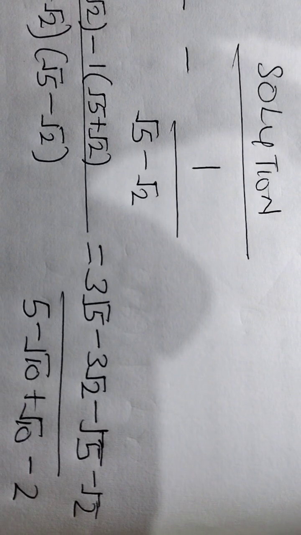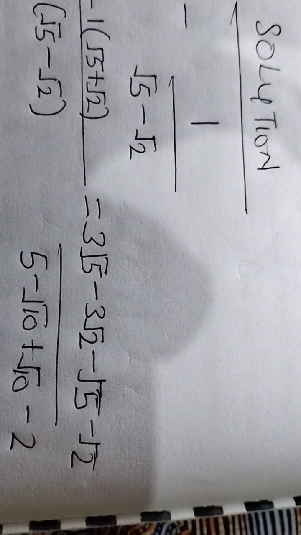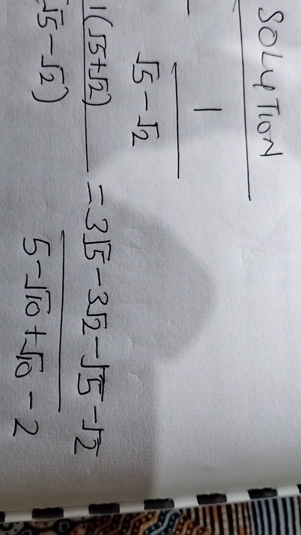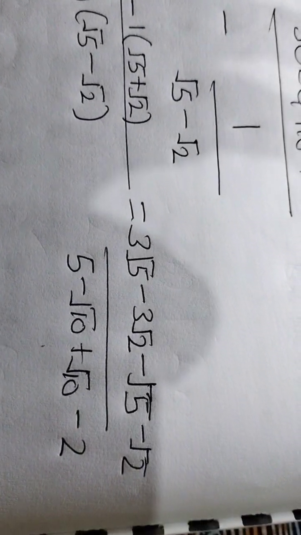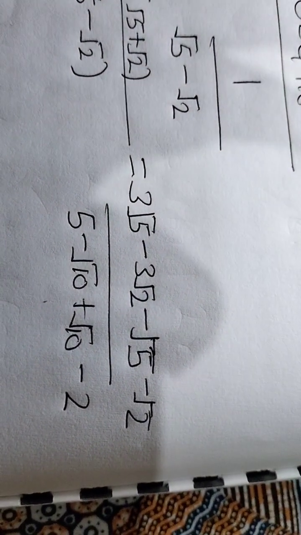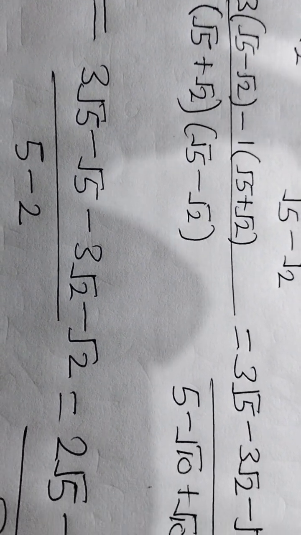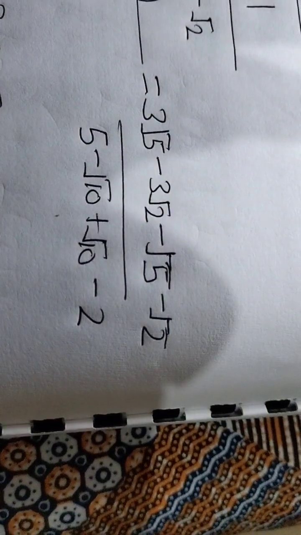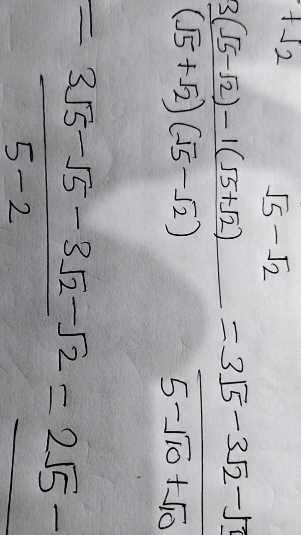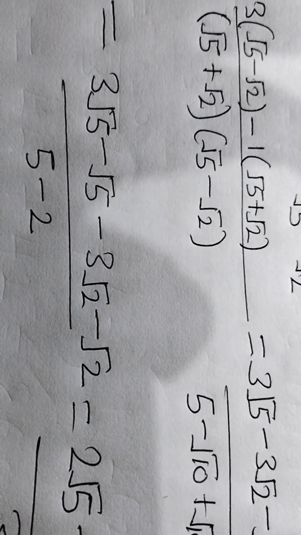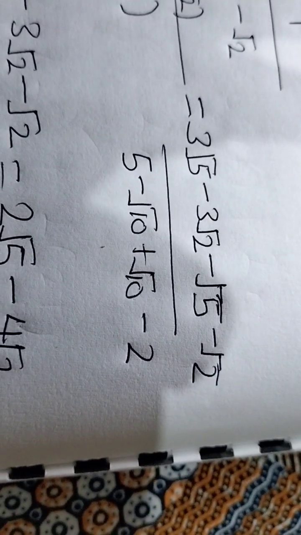Solving out, we'll now have 3 root 5 minus 3 root 2 minus root 5 minus root 2 all over the denominator. Working out, we'll have the expanded denominator: 5 minus root 10 plus root 10 minus 2. Then collecting like terms in the numerator, we'll have 3 root 5 minus root 5 minus 3 root 2 minus root 2, all over 5 minus 2. So that the root 10 cancels root 10. We'll now have only 5 minus 2 as the denominator.